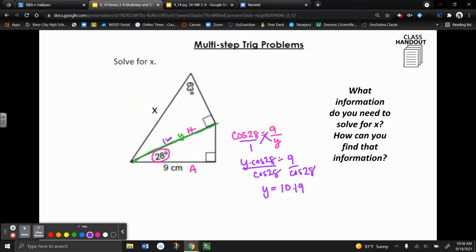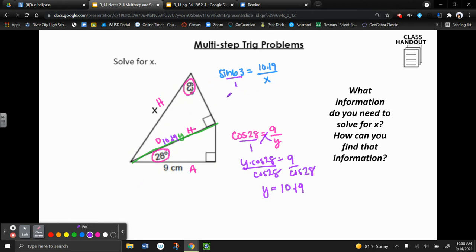So now that we have this side, now we can use 63 as our reference angle, and we can label our sides. Well, x is our hypotenuse. This is now my opposite side, so OH tells me I'm going to use sine. And it's going to be 10.19 over x.